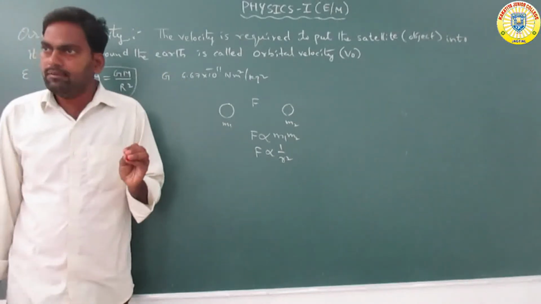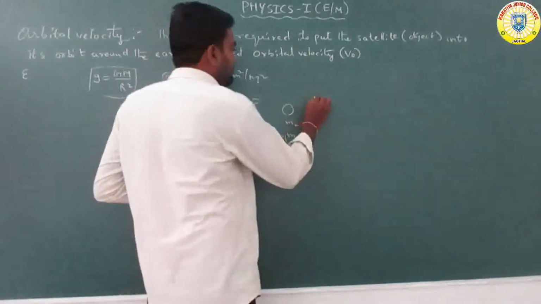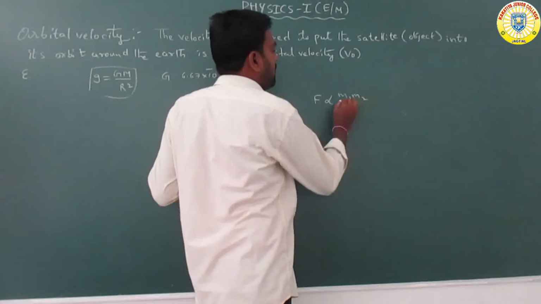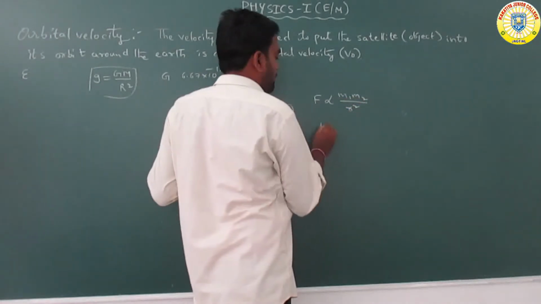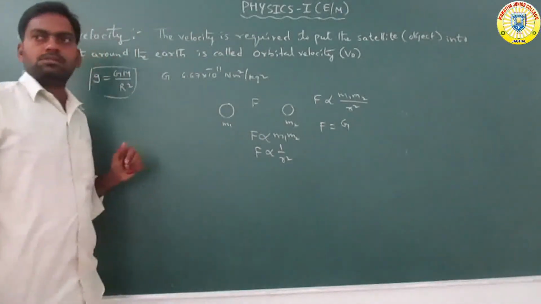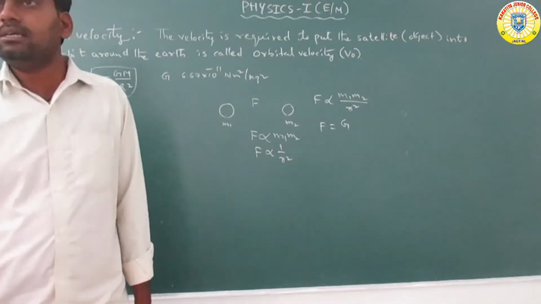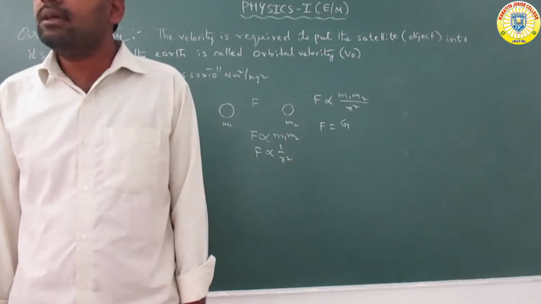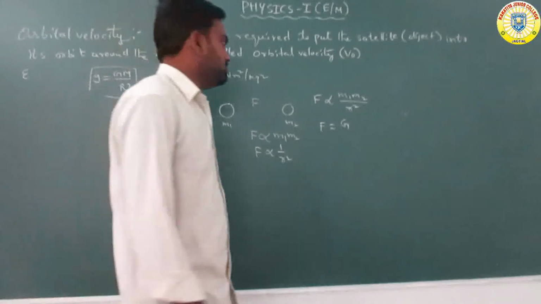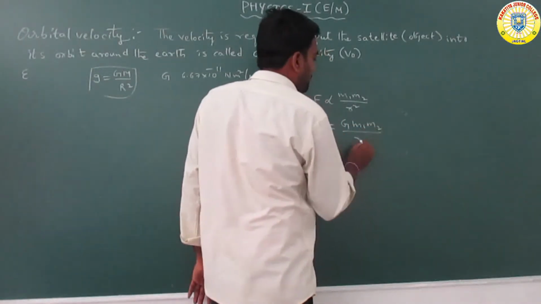According to the gravitation law, we can write F is directly proportional to m1 m2 by R square. Removing the proportionality, we take the constant, which is called capital G, the universal gravitational constant. So F = G m1 m2 / R².